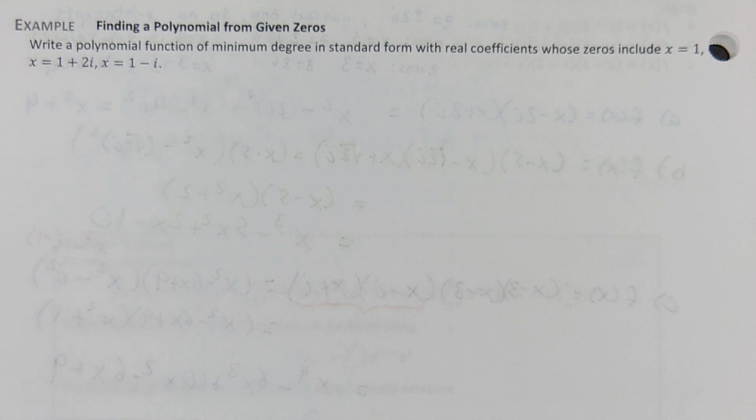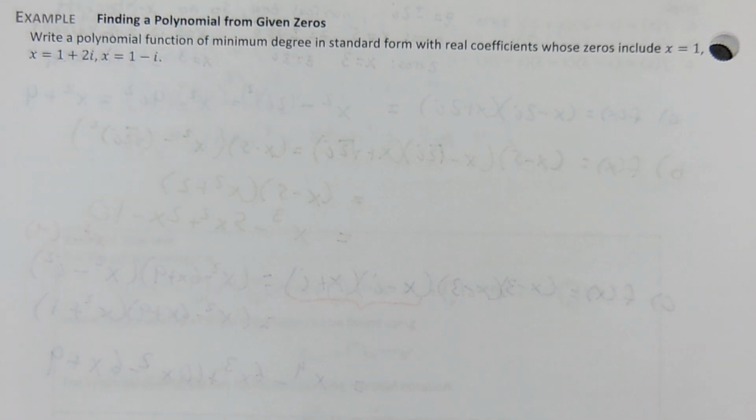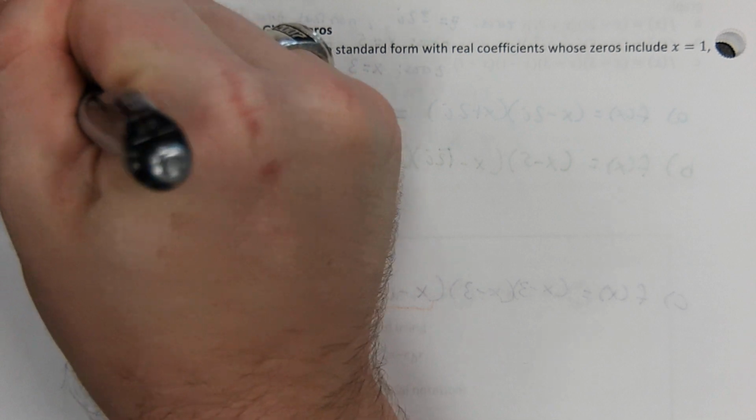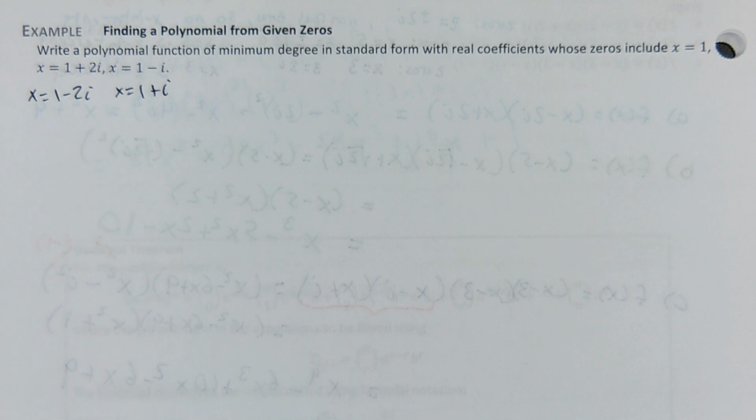What was I not told that I know must be true, Nyla? There's going to be like a positive and negative version of imaginary. The word you're looking for is the conjugate. Yes. So both of these complex zeros require their conjugates to be present as well. It is impossible for a complex result to occur without its conjugate also occurring. They always happen in pairs. That means x equals 1 minus 2i, as well as x equals 1 plus i, are zeros.